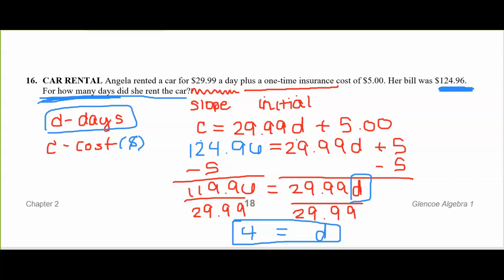So what that means is, how many days did she rent the car? Well, Angela rented the car for 4 days. Now, give Miss Ward a thumbs up if you think that makes sense. Give her a thumbs down if you're like, nope, I don't get it. Can't make sense. She can't rent the car for 4 days.